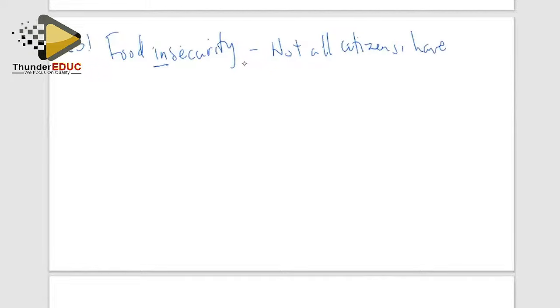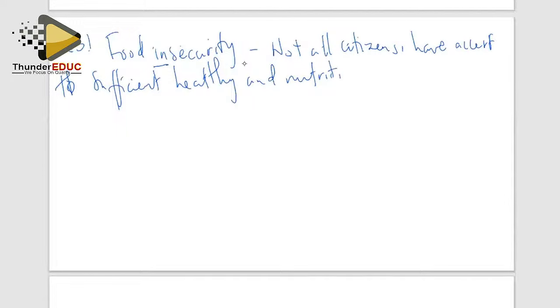have access to sufficient, healthy, and nutritious food. We are saying there are some citizens who cannot access, who cannot have sufficient, healthy, and nutritious food. We are insecure. That's insecurity, the opposite of security.